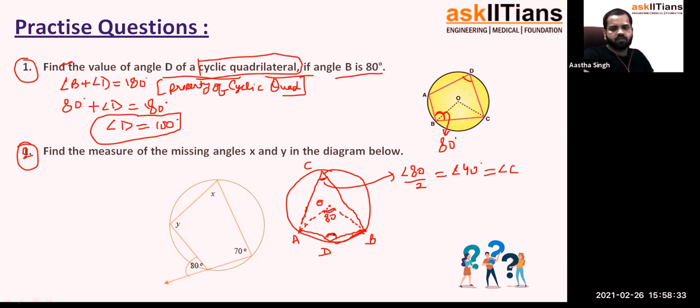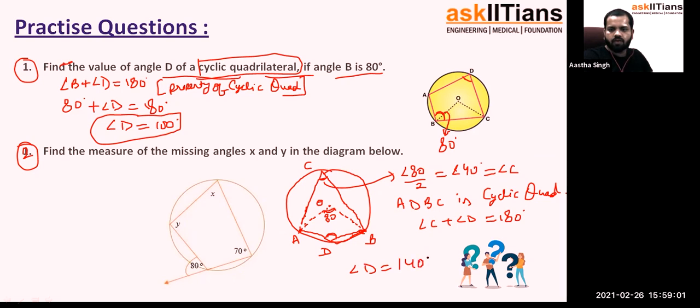Then how much? Guys, if you see clearly, your ADBC is what? Cyclic quadrilateral. Definitely. So angle C plus angle D will be equal to how much? 180 degrees. So angle D will be equal to, you got the value of angle C as 40, angle D will be equal to 140 degrees. I think we all have got the point, right?